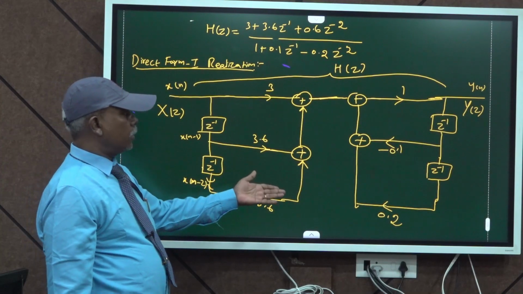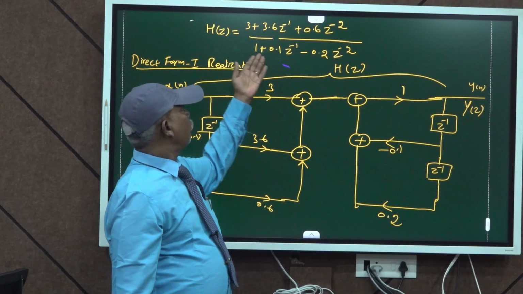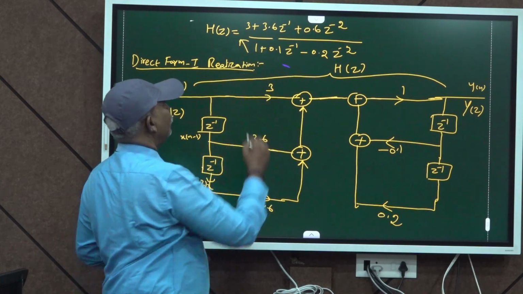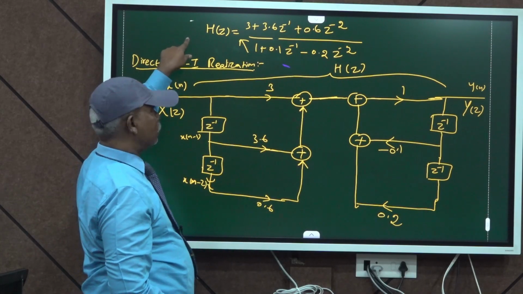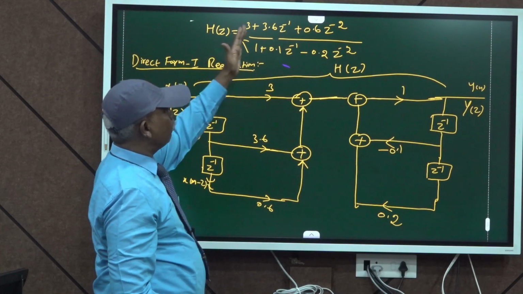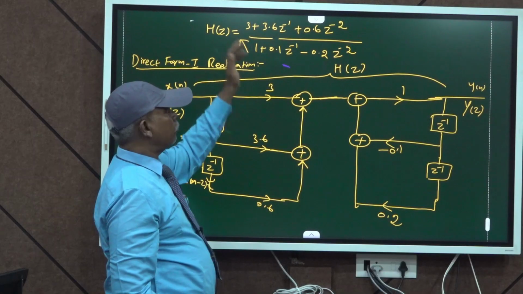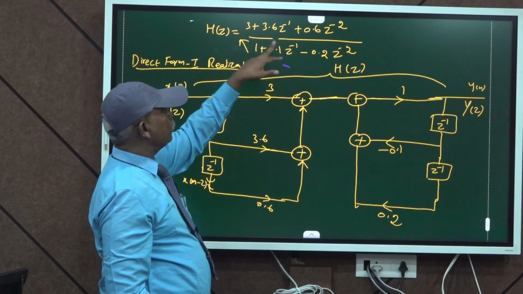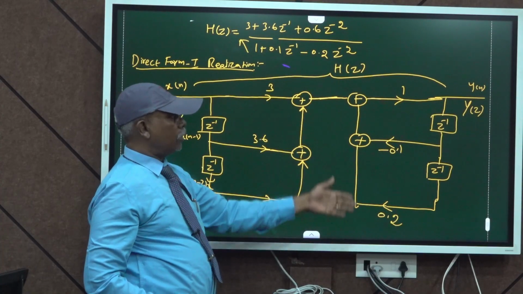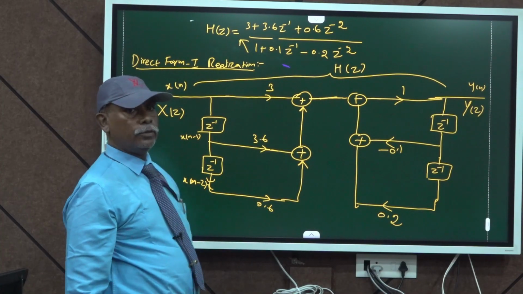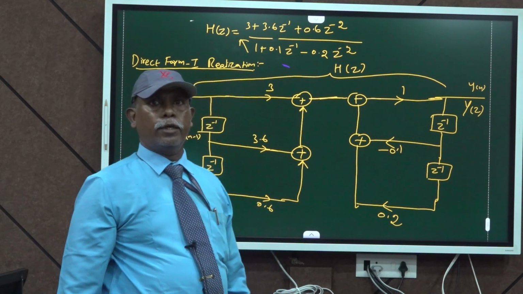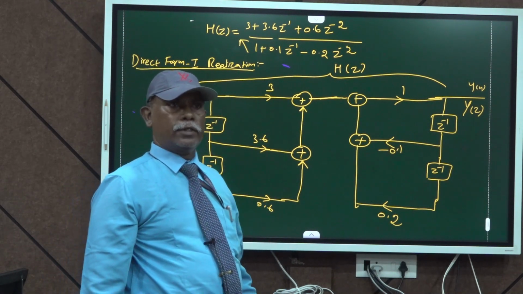Here you see in the output side, it goes to this side. So y of z is on this side. For y of n alone, this plus 0.1 goes to that side and becomes minus 0.1, and this minus goes to the right side and becomes plus 0.2. So that is the purpose for which we put it here. It is the inherent nature of the filter system.